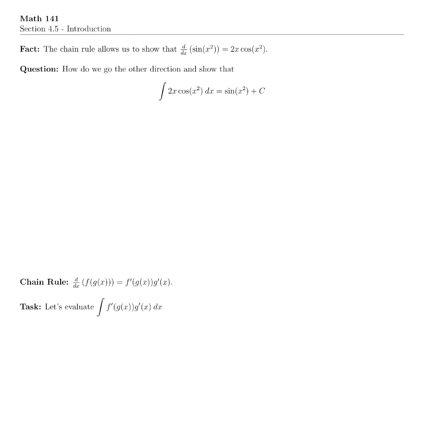Okay, we'll start with a fact. The chain rule would allow us to show that the derivative with respect to x of sine of x squared is 2x times cosine of x squared. However, how do we undo that? Because every derivative fact gives us an antiderivative fact. That one tells us that the antiderivative of 2x cosine of x squared is equal to sine of x squared plus a constant.